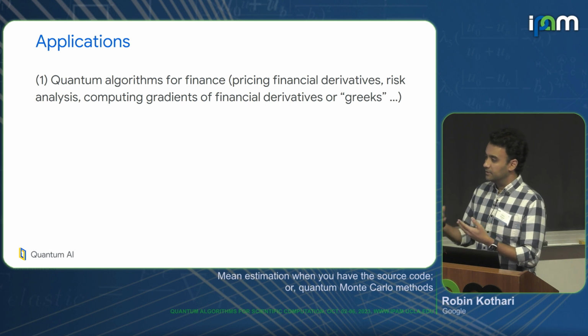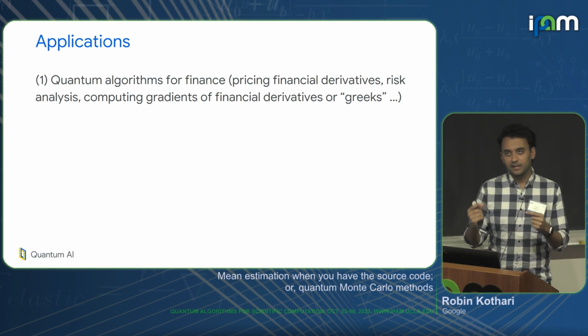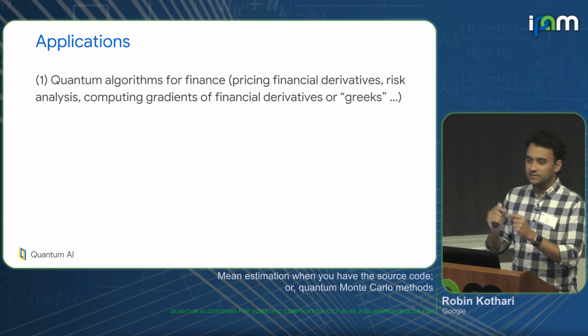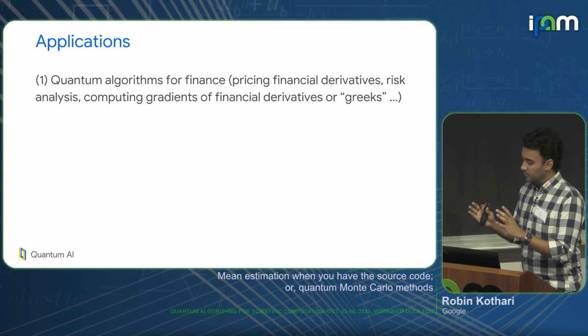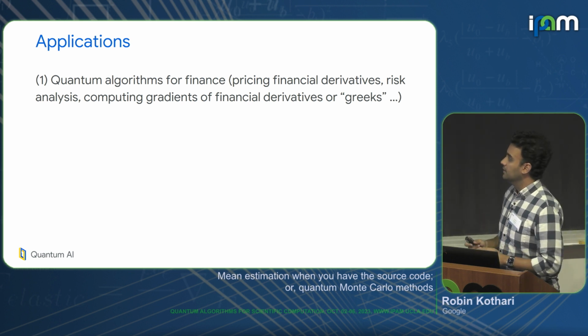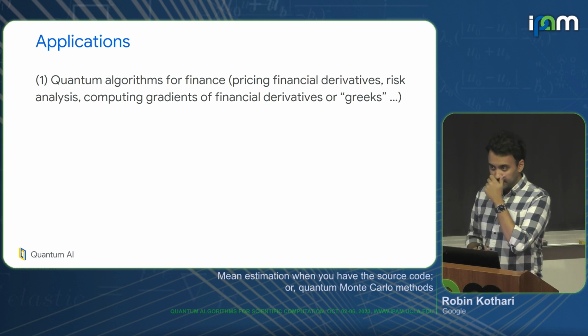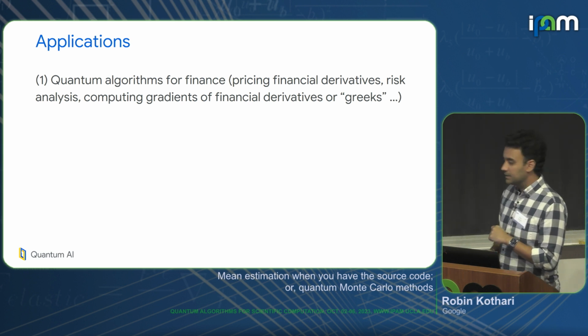It's not just that you want to compute the average price, but maybe you have some kind of complicated contract where if the price is bigger than something, then you win some money, and if it's lower than something, you don't win any money, whatever, and you want to compute the average of this quantity. You can always express it as a Monte Carlo mean estimation problem, and this is actually what's done in practice.